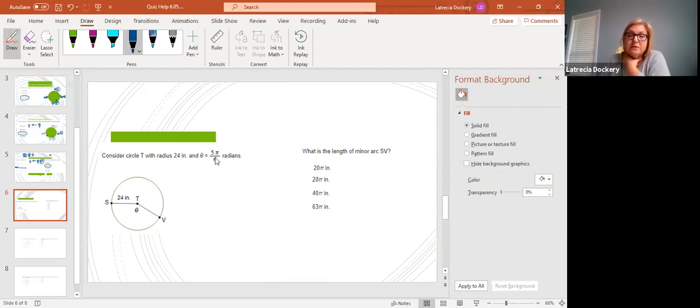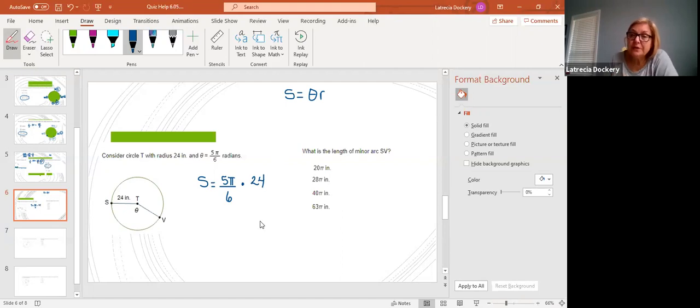Okay, 5/6 pi. That means a little less than 180 degrees, right? All right, so what is the length of the minor arc SV? All right, so we see this arc, and this arc is not sitting at halfway, right? Okay, so let's do the multiplication. And what is our formula for this? Well, our formula for our arc length, remember the lesson uses S for our arc length, says to multiply our theta times the radius, okay? So arc length equals our theta, 5 pi over 6, times our radius, which is 24.